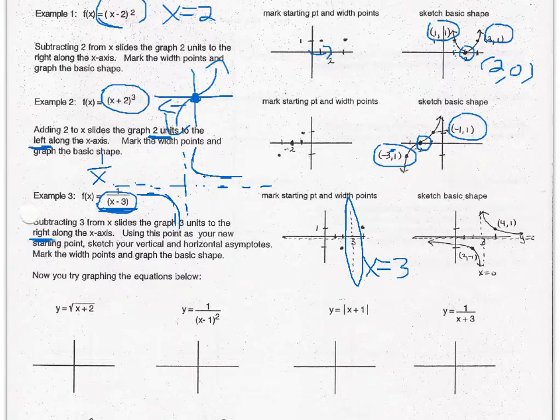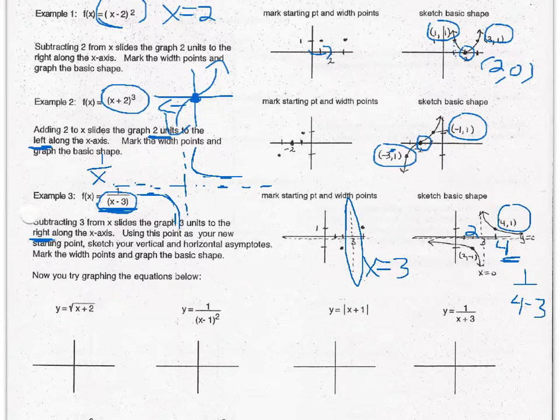Once you get the VA, a good rule of thumb is to plug in 1 point to the right of the VA, which is x equals 4, and 1 point to the left of the VA, which is x equals 2. If I plug 4 into the equation, I have 1 over 4 minus 3. Well, that's just 1 over 1, which is 1. So that's why I get 4, 1.